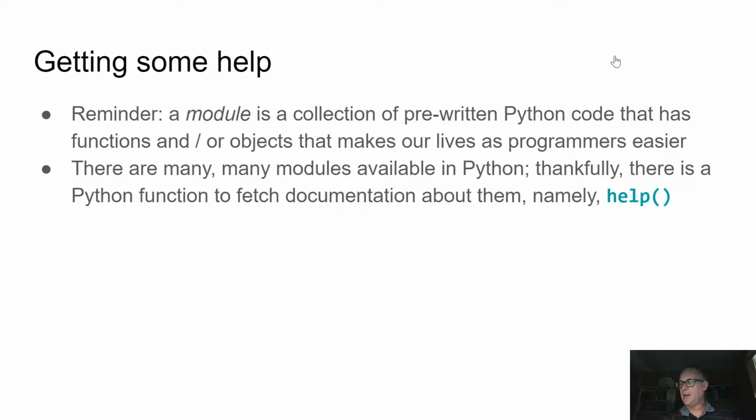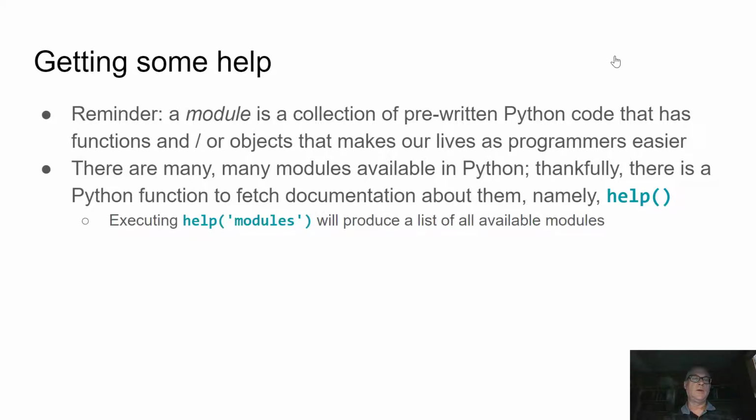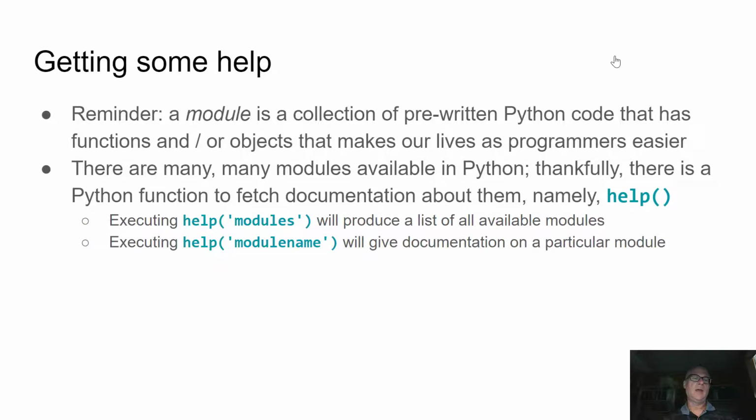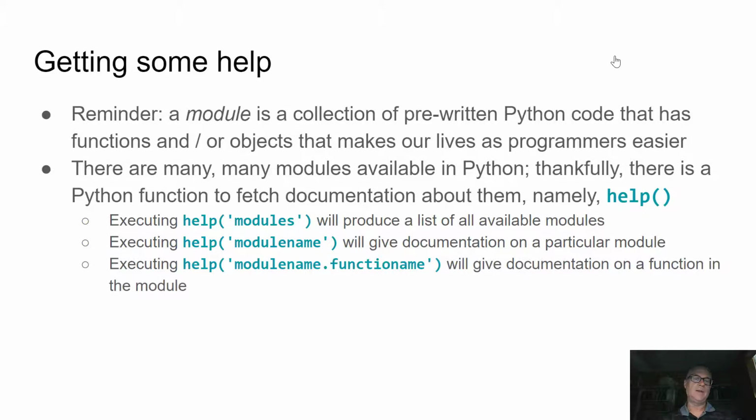There is a function in Python to help get documentation about things, called the help function. We can do help with the string modules as the parameter, and that will list all the available modules. Help with a particular module name will give the documentation on that module as a whole. And if I want a function in there, help with module dot function name as the string will give documentation on that particular function. We'll look at that here in session 2.2.